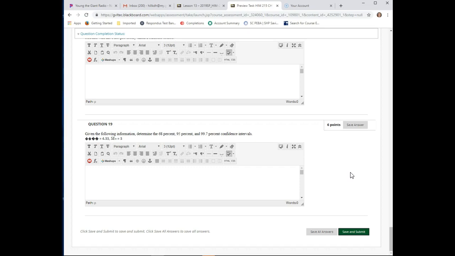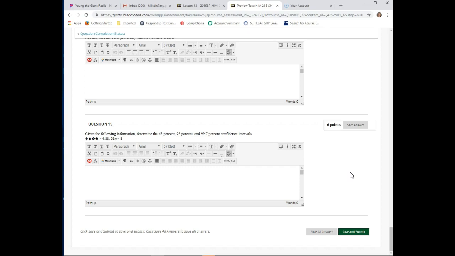And then you're going to take 4.33 and add it to 3. That's going to give you a figure, and that's 68%. So I want to see the math on that. I'm not going to give you this answer because this is simple math.